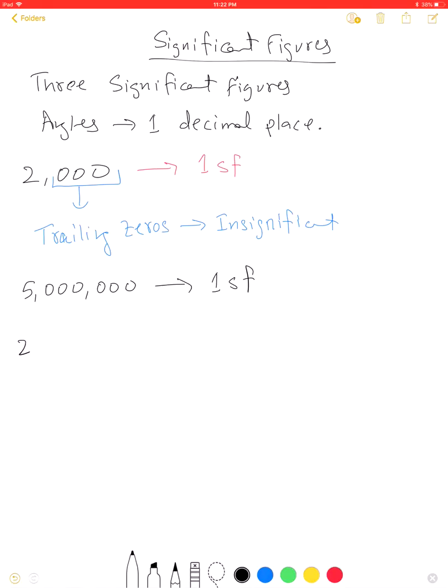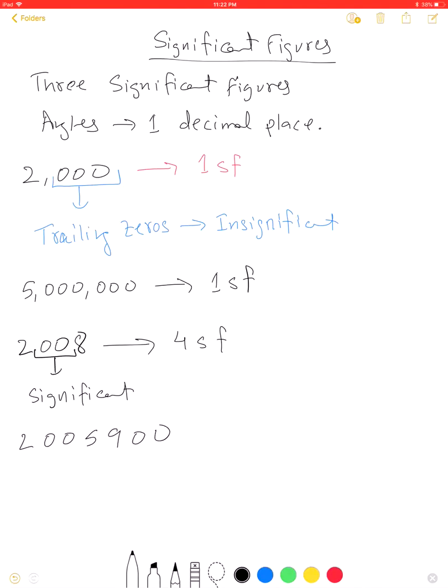However, if a number like 2008 pops up, now all these zeros will instantly be considered significant. Any amount of zeros that happen to be in between 2 non-zero numbers are to be considered significant, which is why this number contains 4 significant figures. All the numbers are significant. However, if you have a number like, let's say 2005900, this number has 1, 2, 3, 4, 5 significant figures.